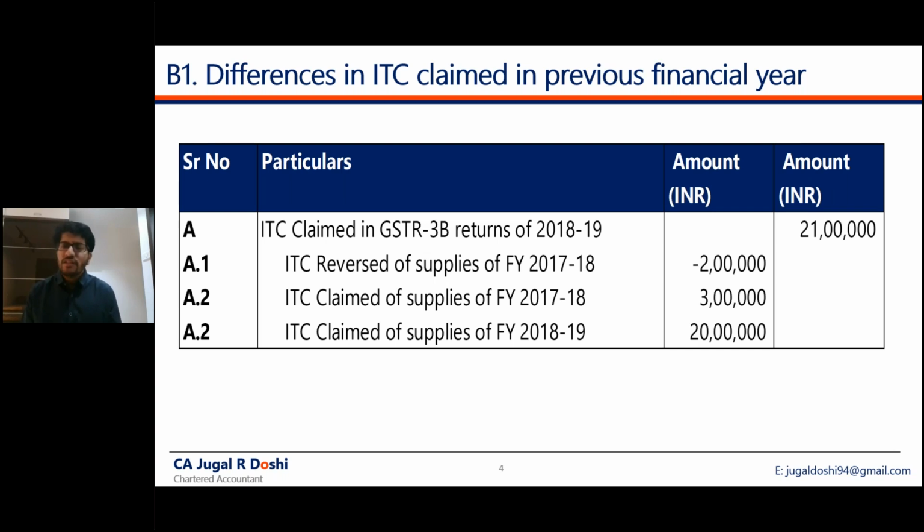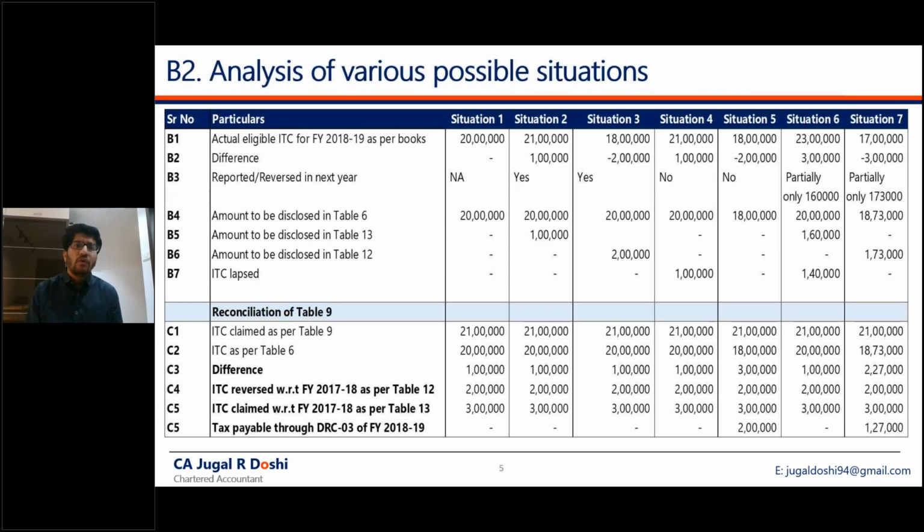After identifying these situations, the ITC claimed through 3B in respect of FY 18-19 inward supplies is 20 lakh rupees. So now, on the same lines as outward supplies, we are going to analyze how we should report the difference through these 7 situations. In my first situation, my actual eligible ITC was 20 lakhs only. I have claimed 20 lakhs. There is no difference. There is no question of claiming or reversing in next year.